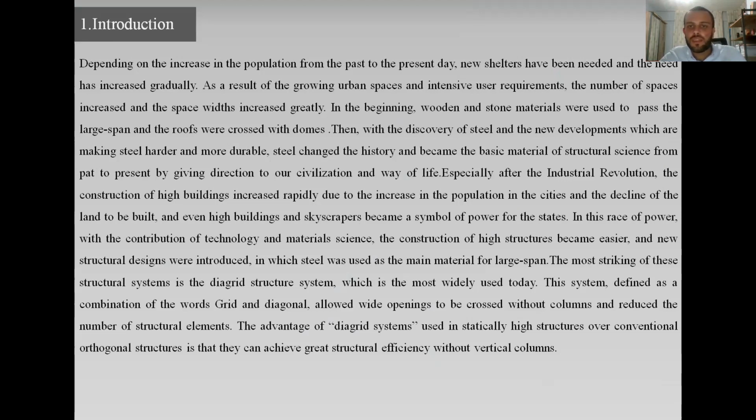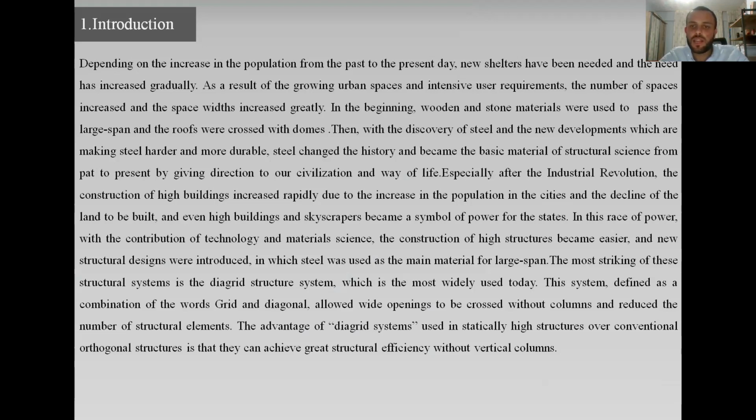In the beginning, wooden and stone materials were used for the lifespan, and the roofs were crossed with timbers. Then came the discovery of steel and the new developments making steel harder and more durable. Steel changed history and became the basic material of structural science from past to present, giving direction to our civilization and way of life.